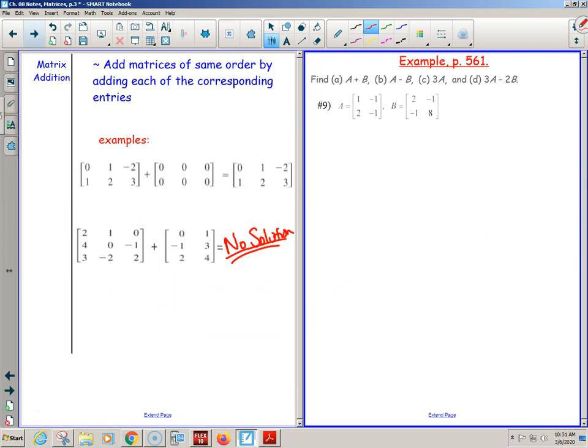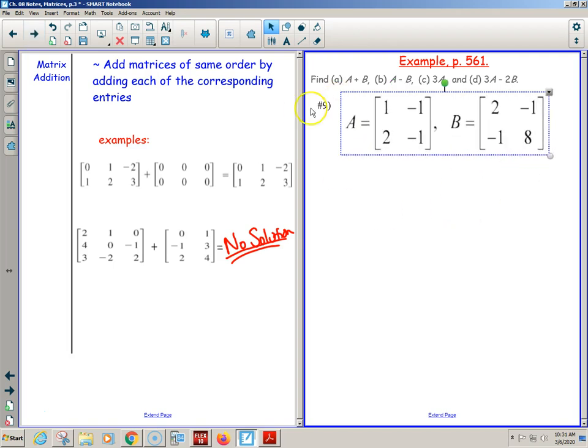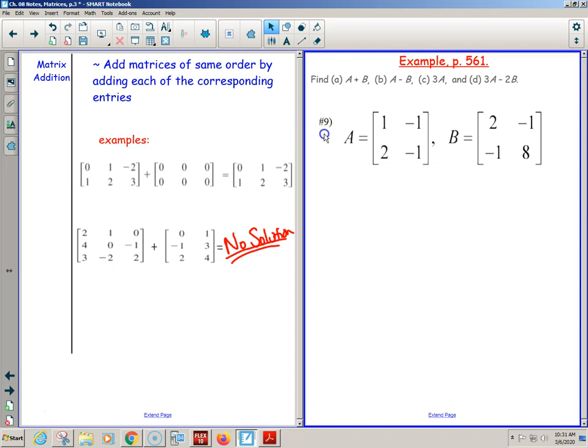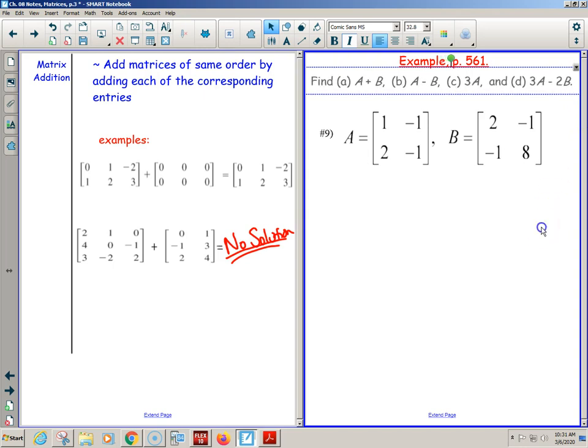So addition, and similarly subtraction. Let me get you a couple of matrices and have you play with them. Here's my A, here's my B. What do I want you to do? A, add them, if you can see it. B, subtract them. C, do 3A minus 2B. Doesn't that sound a lot like U plus B, U minus B, and 3U minus 2B? Matrices and vectors.